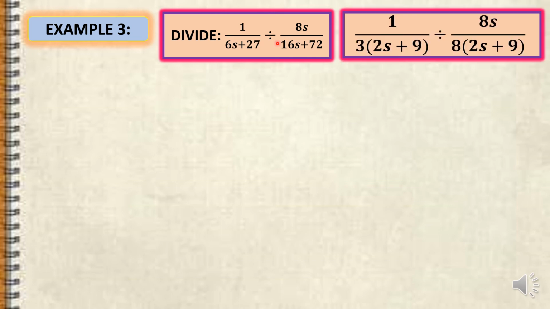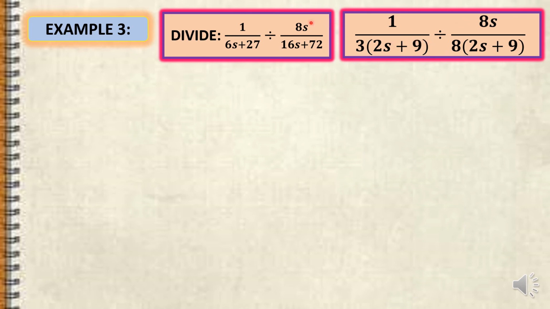So, and that you have now our main problem, that is 1 over 3 times 2s plus 9. Kasi yung 6 at saka 27 natin, meron siyang common monomial factor na 3. Kaya kapag ginamit mo itong 3 na to pang divide, so you have 6s divided by 3, that is 2s. And then 27 divided by 3, that is 9. So, ito yung kanyang factored form, by means of common monomial factor.